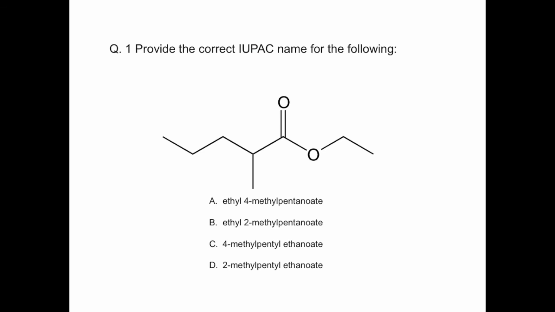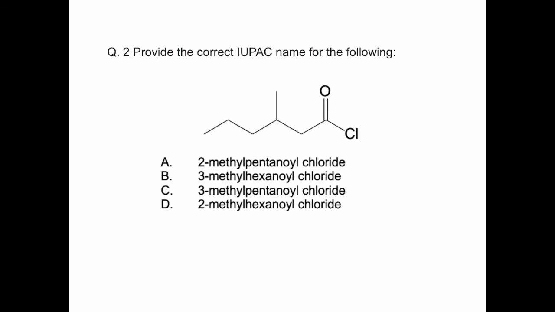So let's finish up with some questions. Provide the correct IUPAC name for the following structure. So this is an ester functional group, so look back to your ester naming rules. So here we have an acid chloride. Provide the correct name for this.